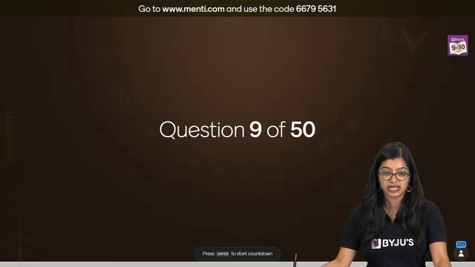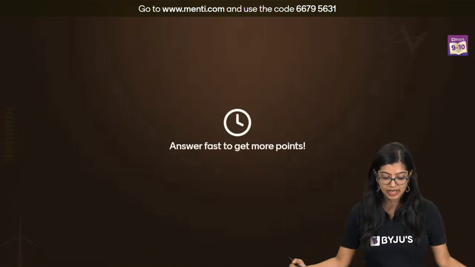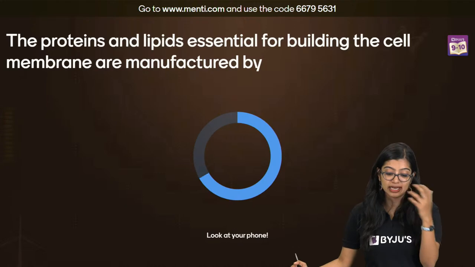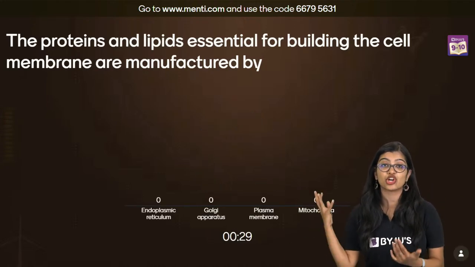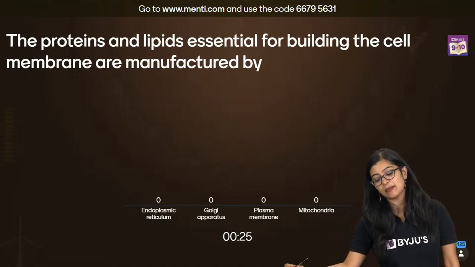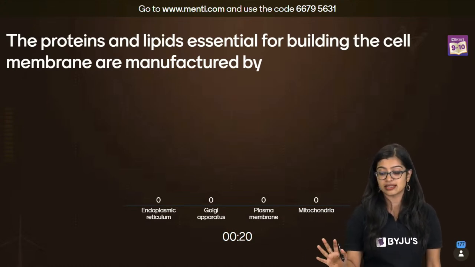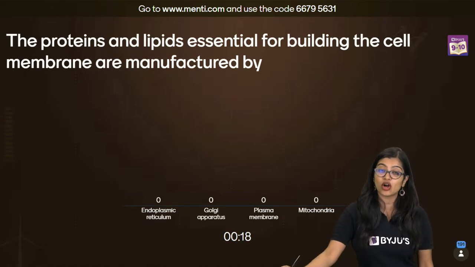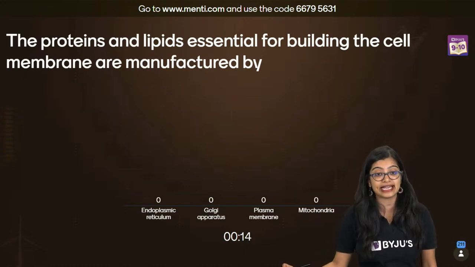All right, so question number 9 on your screens now. The proteins and lipids are essential for building the cell membrane, that are manufactured by whom? Endoplasmic reticulum, Golgi apparatus, plasma membrane, mitochondria. See, all of you here should be able to get this answer correctly. At least 200 odd students are here in this class, all of you should be able to get this answer. Very easy question.